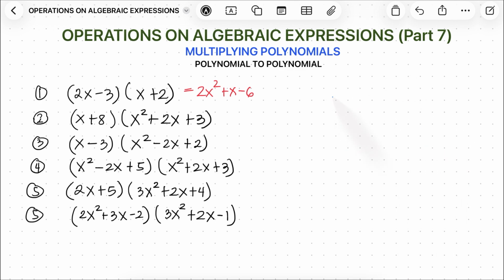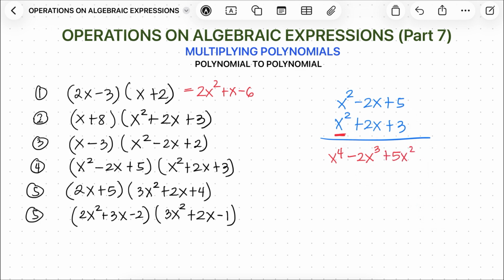All right, number 4. We have x squared minus 2x plus 5 times x squared plus 2x plus 3. So this is a trinomial by a trinomial. So again, don't be scared. Just start with the first term, step by step. x squared times x squared, so that is x raised to 4. And then x squared times negative 2x, that's negative 2x cubed. And then we have x squared times 5, that is positive 5x squared.